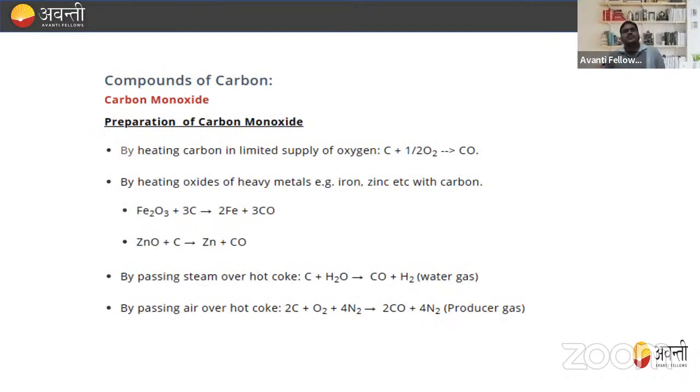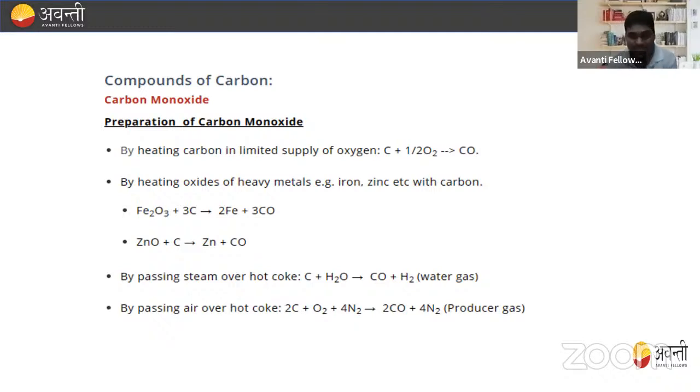Now, some important compounds of carbon. What are the important compounds of carbon? The first important compound of carbon is carbon monoxide. How will you prepare carbon monoxide? By heating carbon in a limited supply of oxygen, that is, when C is heated with half O2, it will form CO. So by heating carbon in a limited supply of oxygen, we get CO, carbon monoxide.